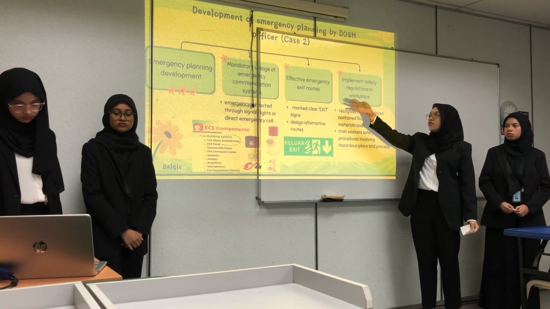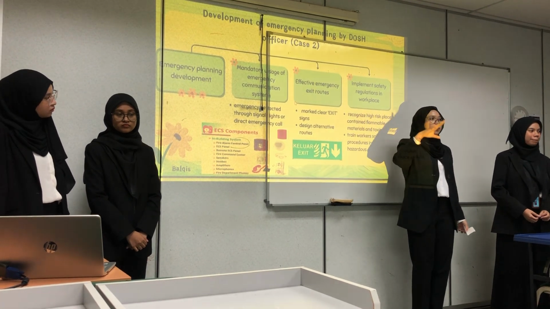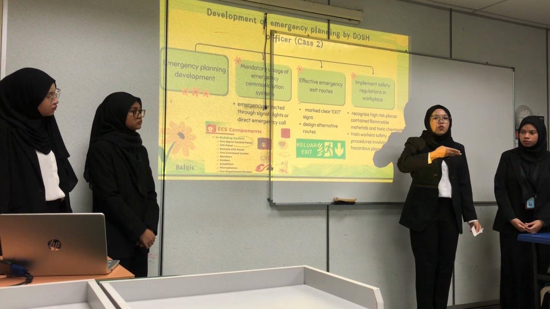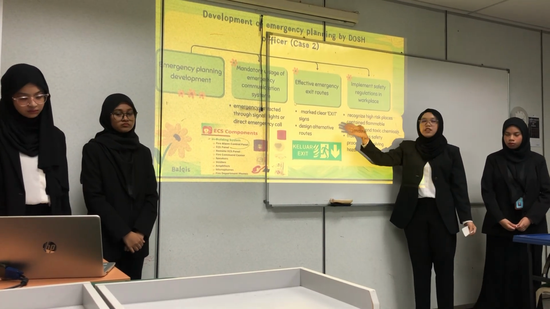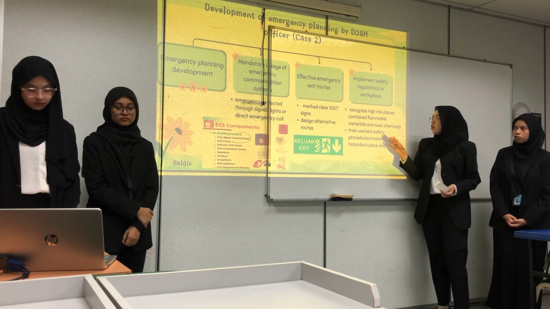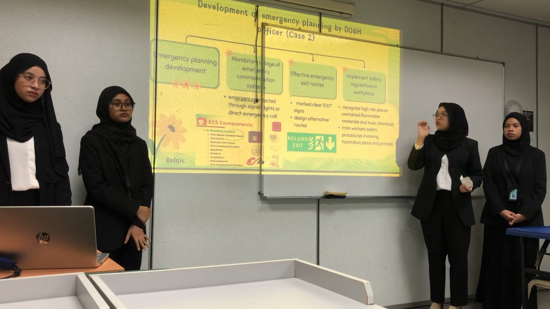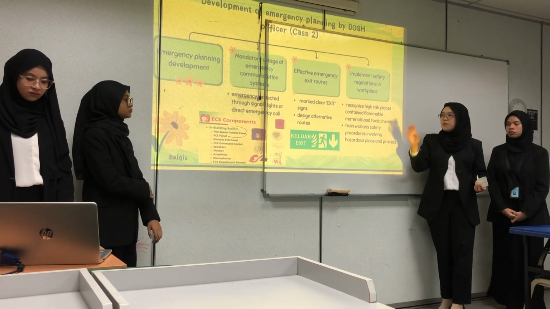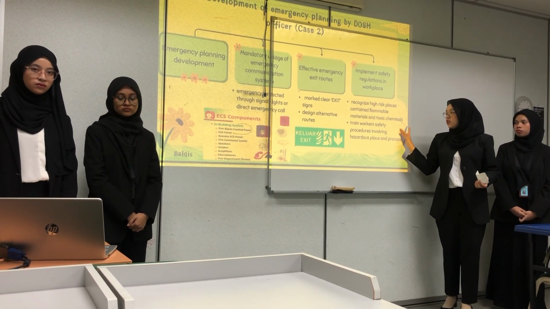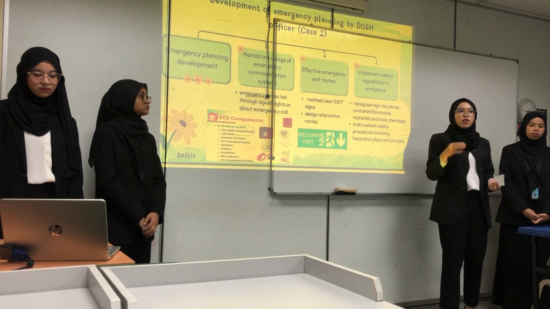So next, effective emergency exit routes. Mark clear exit signs at each place, at each door that goes out from the building, and design alternative routes if some of the emergency routes are affected. And lastly, implement safety regulation in the workplace. So we need to recognize high-risk places that contain flammable materials and toxic chemicals, and train the workers in the safety procedures that involve hazardous places and processes.